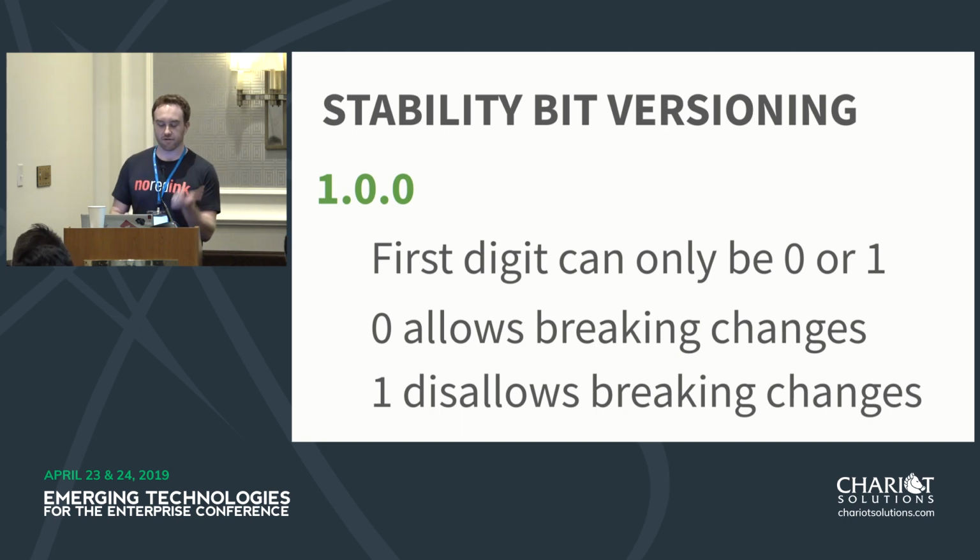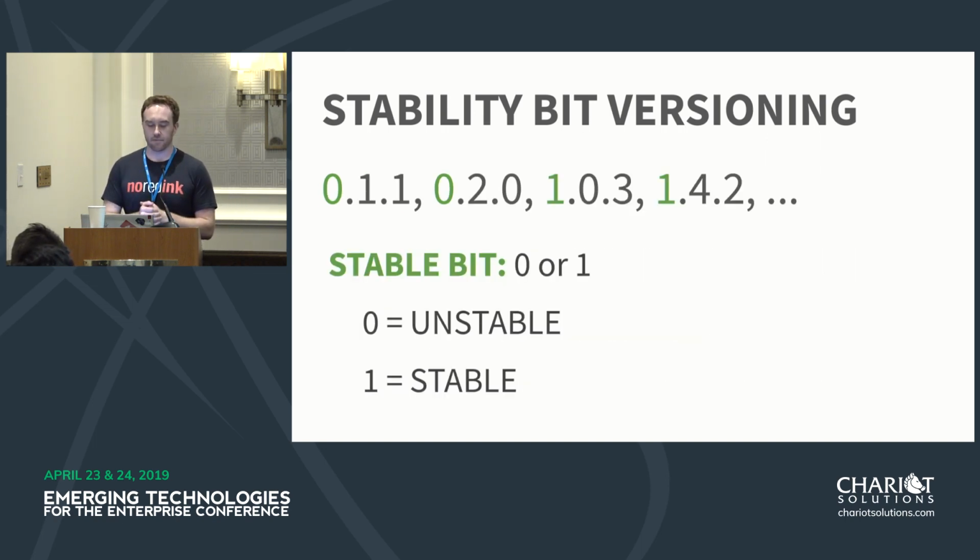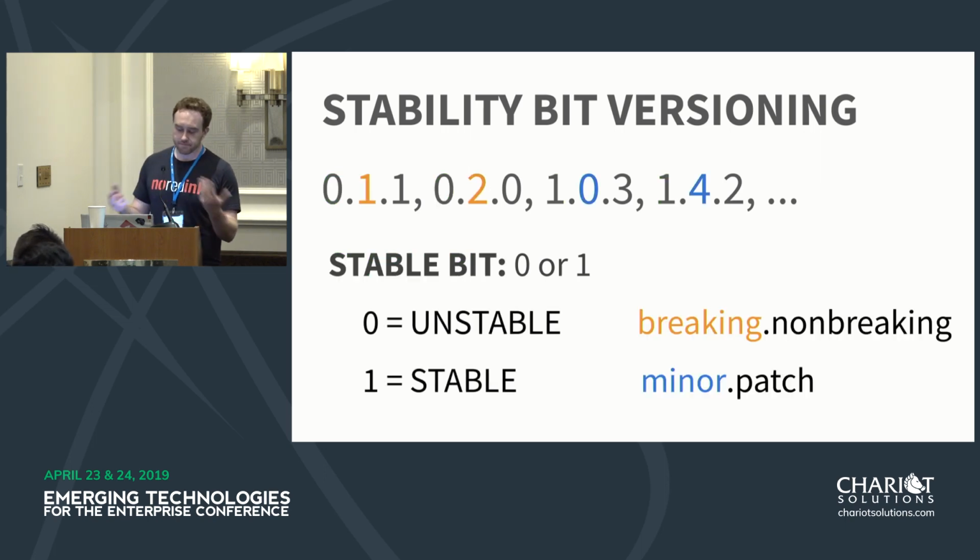From now on, we're going to be backwards compatible. So it's like semver, but the first digit can only be 0 or 1. 0 means we're going to allow breaking changes, so this is maybe like the alpha or beta period. And then the 1 means no more breaking changes. From now on, we are backwards compatible. We are committed to that. So for example, the first digit, the bit, is either 0 or 1: 0 meaning unstable, 1 meaning stable.